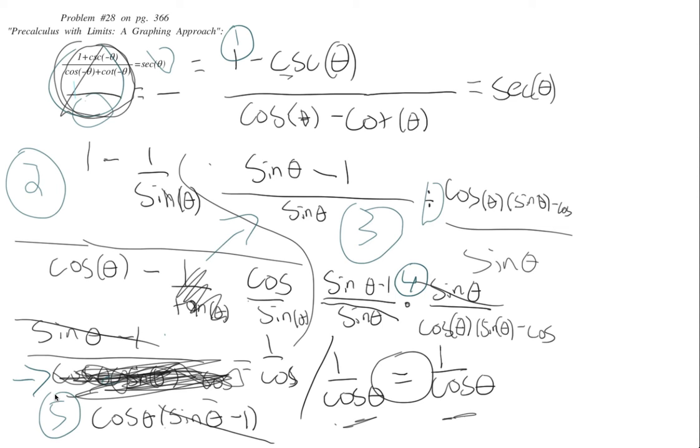We simplified a little bit more, and then we just proved that 1 over cosine is equal to 1 over cosine. Because those are equal, we have just proved that this side is equal to that side, so we have just verified trigonometric identities.